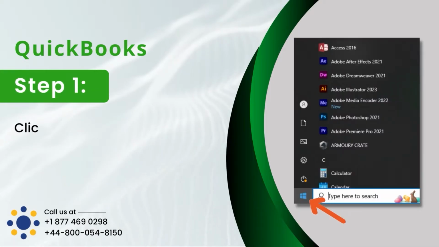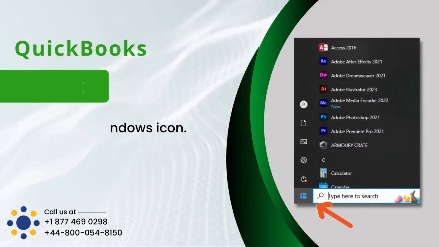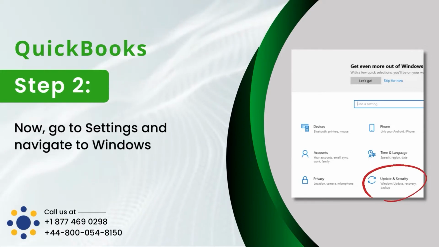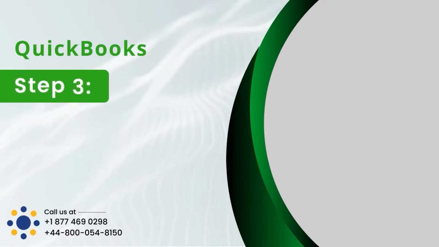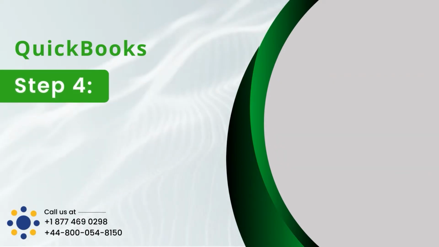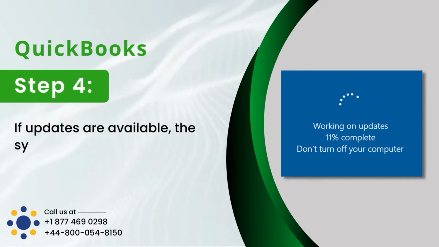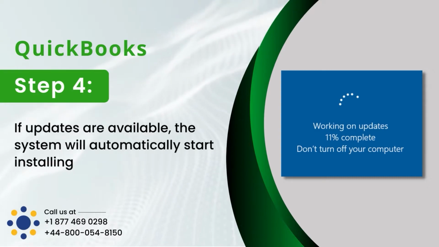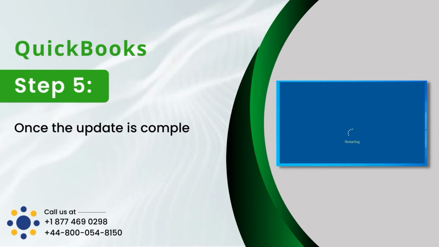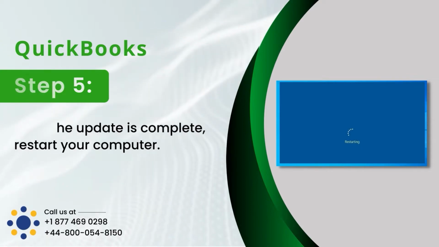Step 1. Click on the Windows icon. Step 2. Now go to Settings and navigate to Windows Update. Step 3. Click on Check for updates. Step 4. If updates are available, the system will automatically start installing it. Step 5. Once the update is complete, restart your computer.